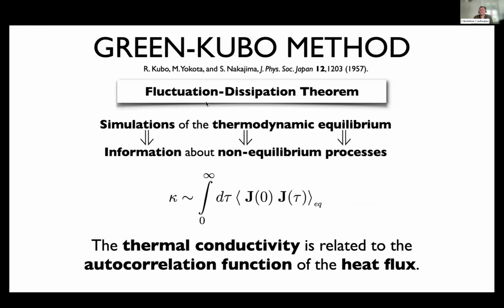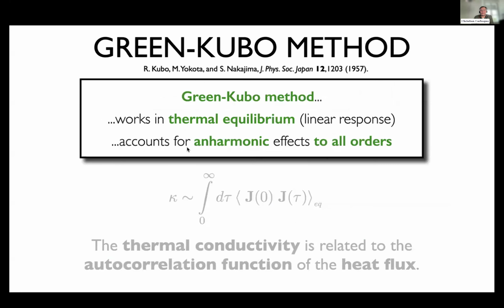The Kubo method is based on the fluctuation dissipation theorem, and it uses simulation of thermodynamic equilibrium to infer about the transport in non-equilibrium processes. In practice, this implies that we have to run ab initio molecular dynamics, calculate the heat flux, then its autocorrelation function over time, and the integral over it gives us the thermal conductivity. Now, conceptually or formally, this has several advantages.